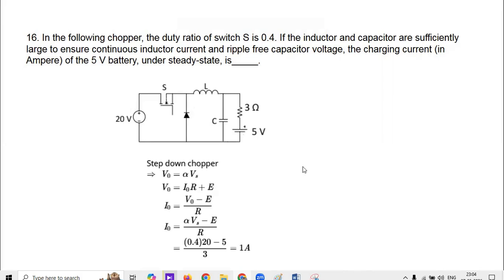Hello everyone. In this video, we are going to see another problem in power electronics. The problem is, in the following chopper, the duty ratio of the switch is 0.4. If the inductor and the capacitor are sufficiently large to ensure continuous inductor current and ripple-free capacitor voltage, the charging current in amperes of the 5-volt battery in steady state is dash.